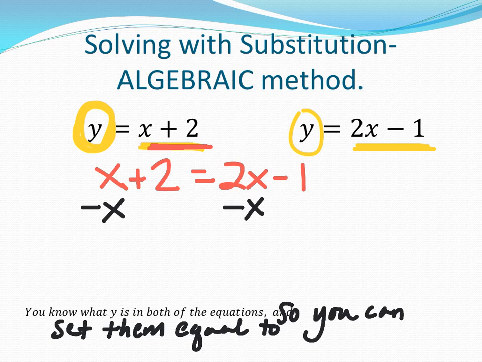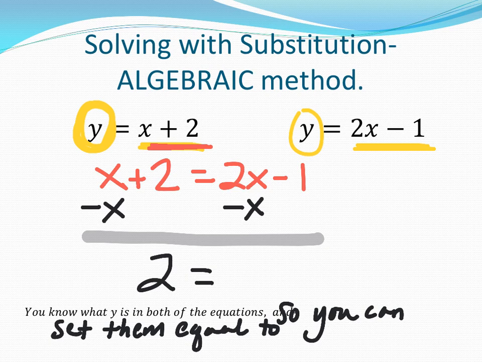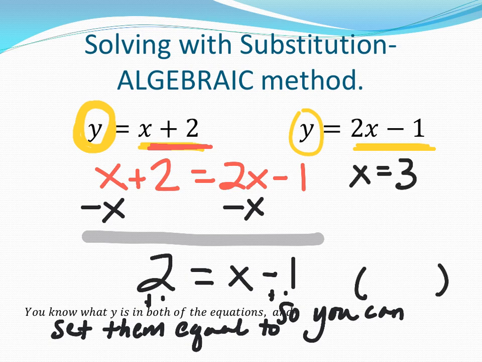And so when I combine the like terms on the left side, all I have left, whoops, wrong pen, is a 2 on this side, and all I have left is a singular x on that side. And then I just need to finish solving the equation to find out what x is. I'm going to add 1 on both sides. So I find out that x is 3. But I need to know the whole point, not just the x value.